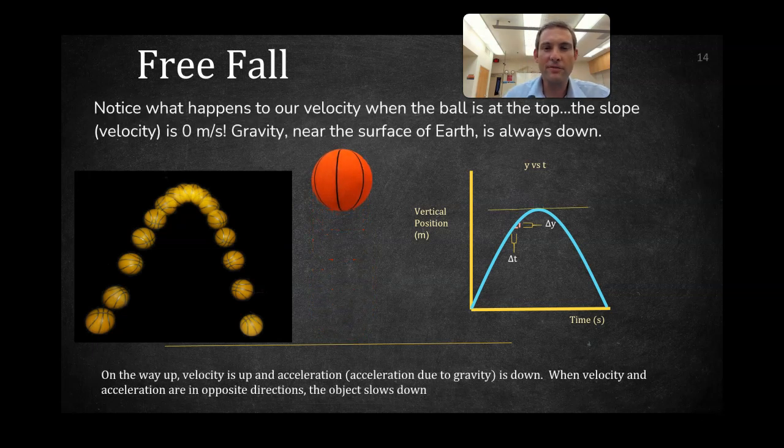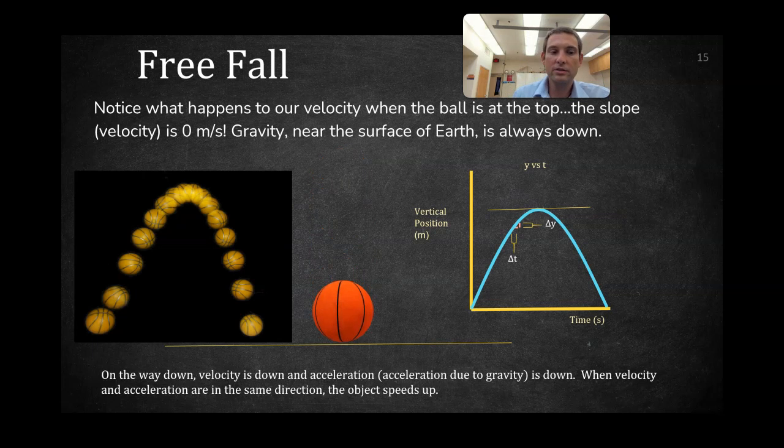Notice what happens to our velocity when the ball is at the top. The slope of the tangent line is 0 meters per second. Gravity near the surface of Earth always is pointed down. On the way up, velocity is up, and acceleration, which is the acceleration due to gravity, is pointed down. When velocity and acceleration are in opposite directions, we know this object is slowing down. Then on the way down, velocity is down and acceleration is down. So when velocity and acceleration are in the same direction, we know that the object is speeding up.